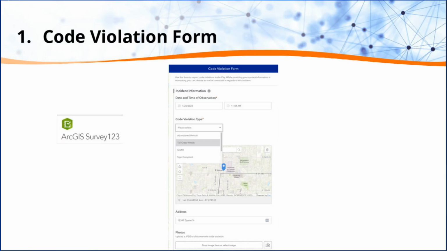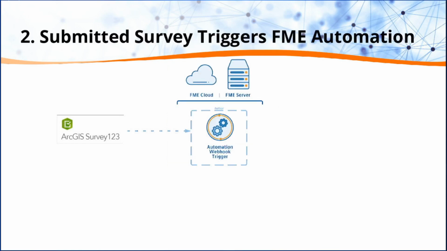So what this is going to look like in practice, once we actually get into it, is we're going to pull up a Survey 123 code violation form, and we're going to submit a new code violation for something like tall grass. And as soon as we submit that request, it's going to kick off that automation webhook trigger, and it's going to start a process. So it's going to run a couple of jobs to make sure that the data sets between the two systems are in sync.